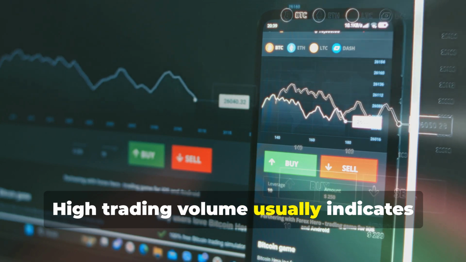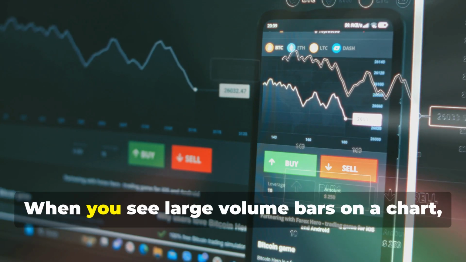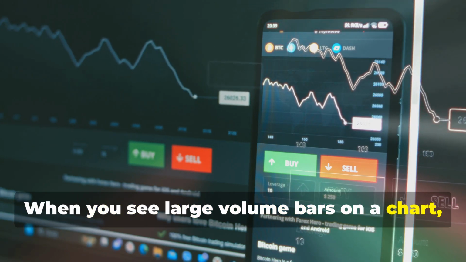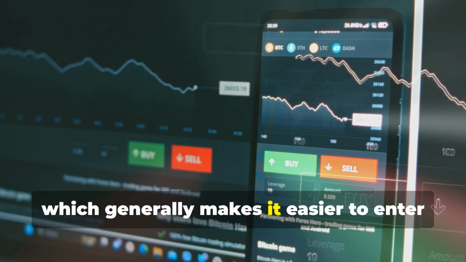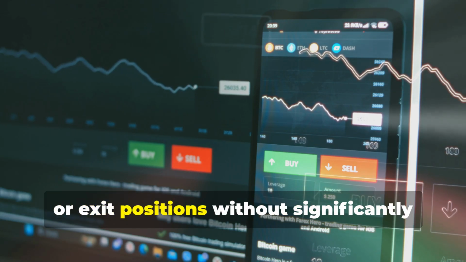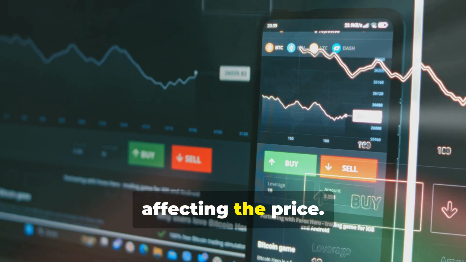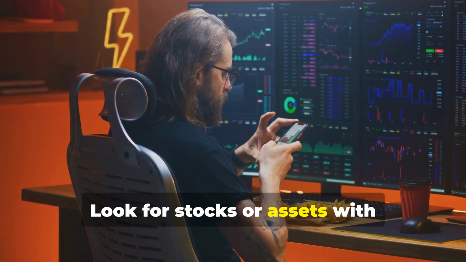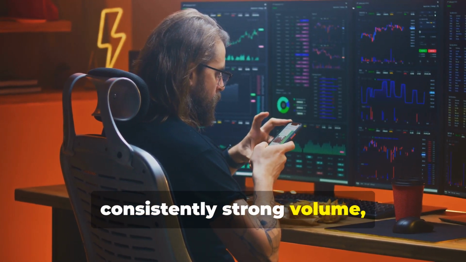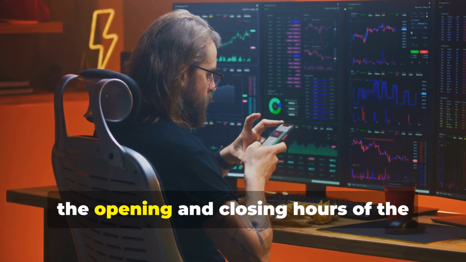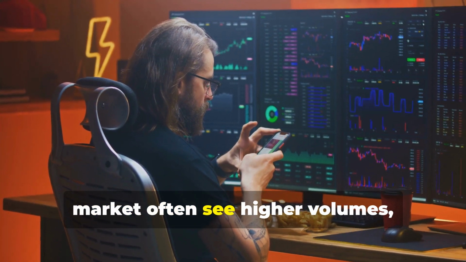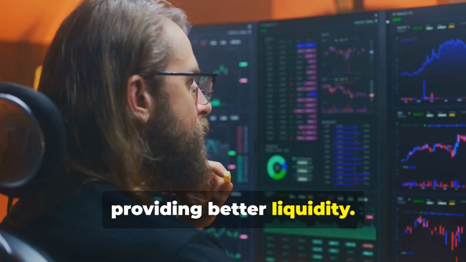High trading volume usually indicates high liquidity. When you see large volume bars on a chart, it means that many shares or contracts are being traded, which generally makes it easier to enter or exit positions without significantly affecting the price. Look for stocks or assets with consistently strong volume, especially during specific trading hours. For instance, the opening and closing hours of the market often see higher volumes, providing better liquidity.